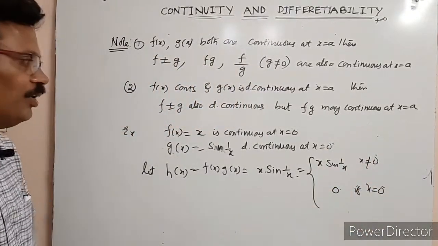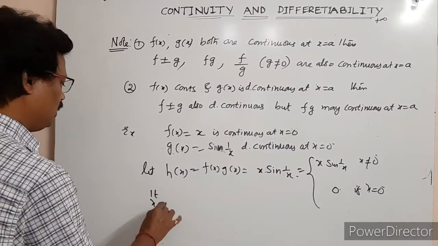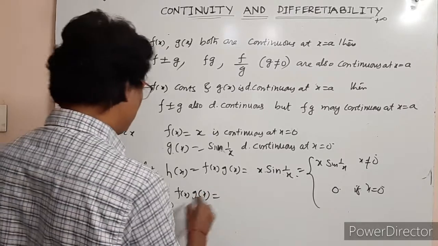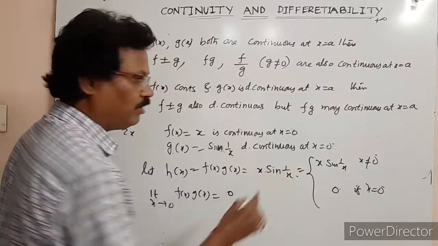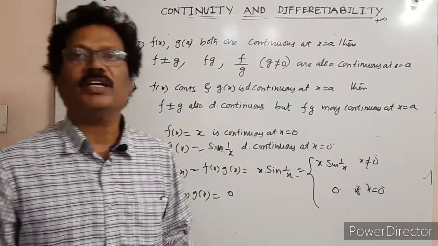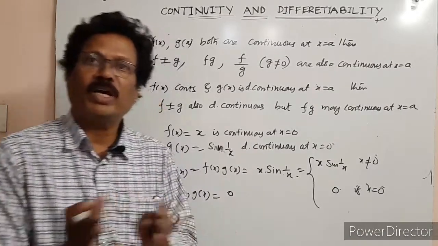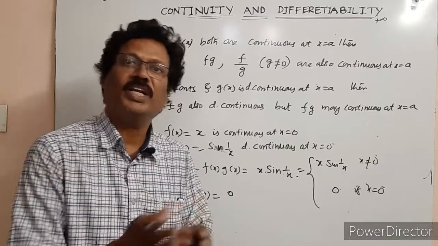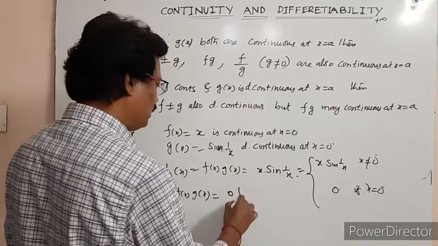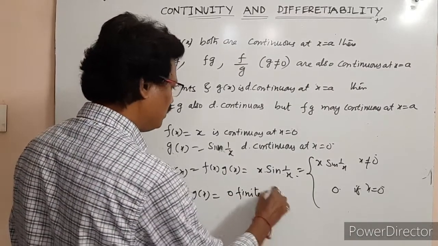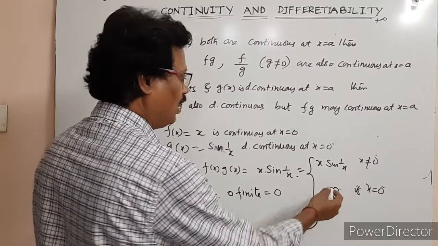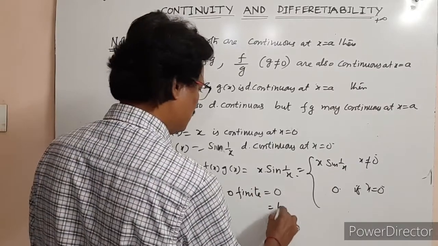Now, see whether that is continuous or not. Limit x tending to 0 of f(x) into g(x). What will this be? As x tends to 0, sine 1 by 0 is sine infinity. Sine infinity is a finite number, but it oscillates between minus 1 and plus 1; we don't know the value of sine infinity, but it is a finite number because it lies between minus 1 and plus 1. Therefore, 0 into a finite number is 0. Therefore, the limit exists and is equal to 0, and f g of 0 is also 0.